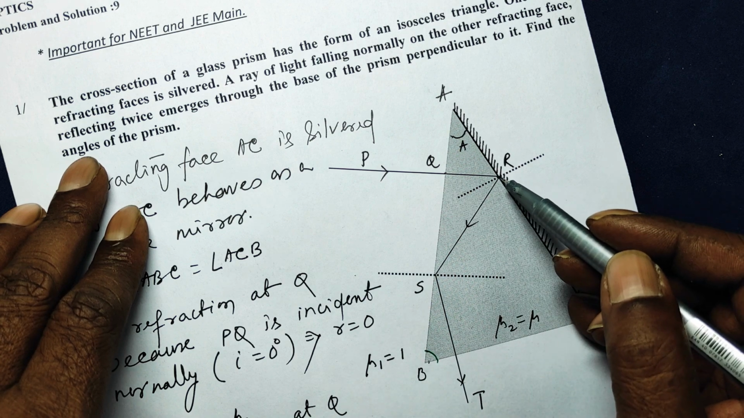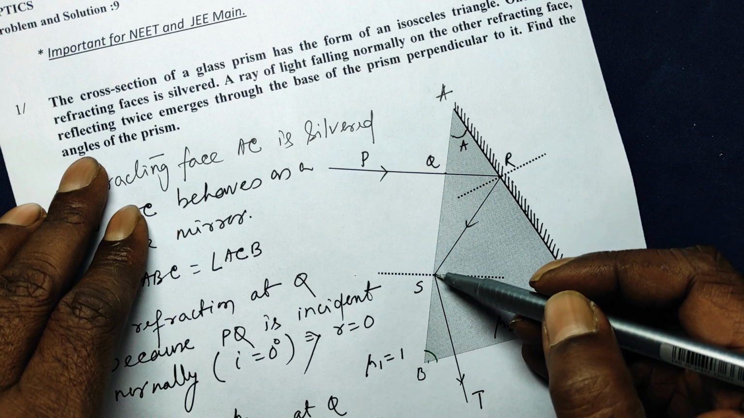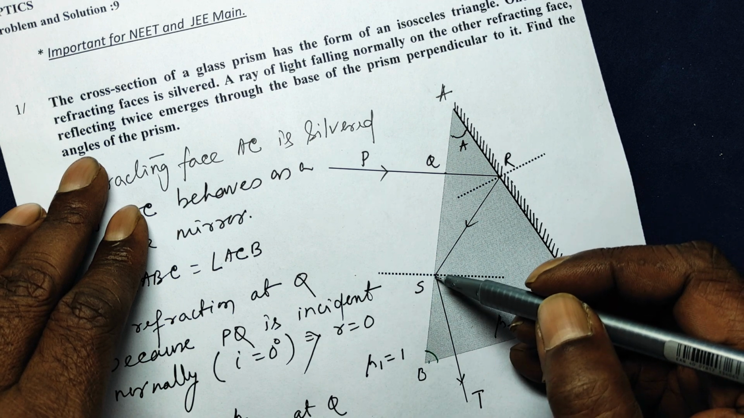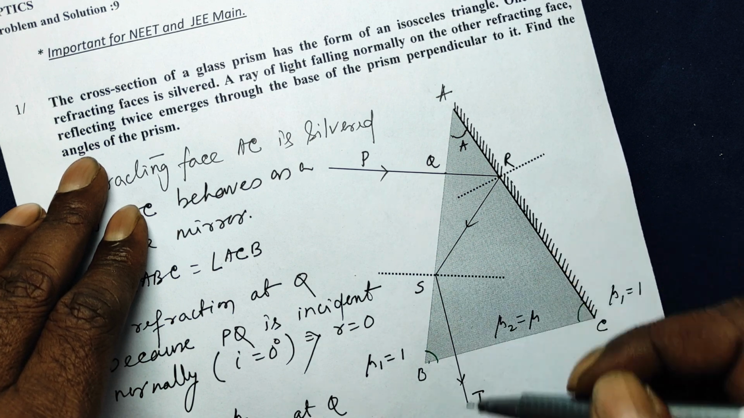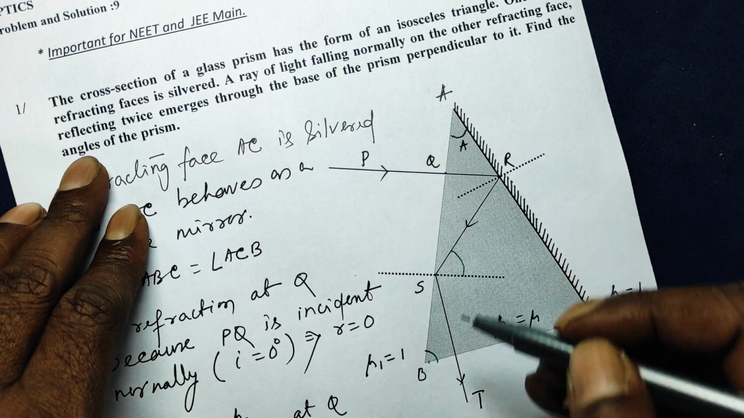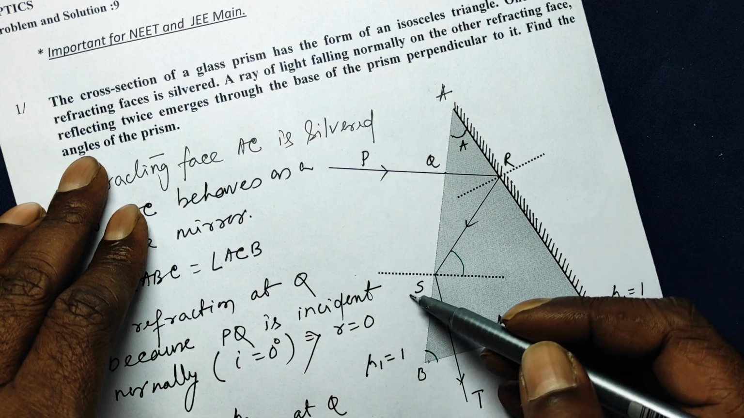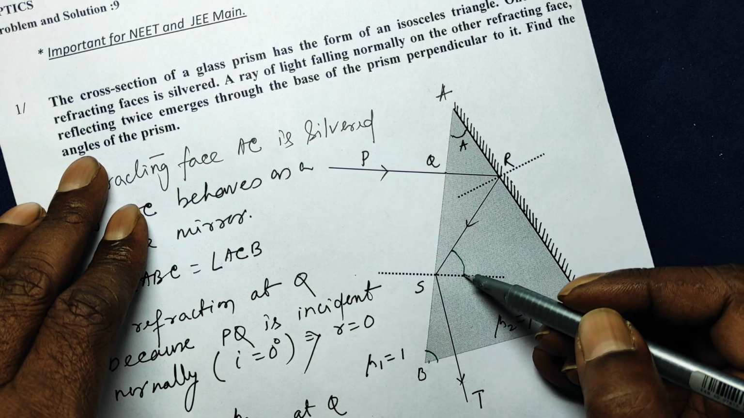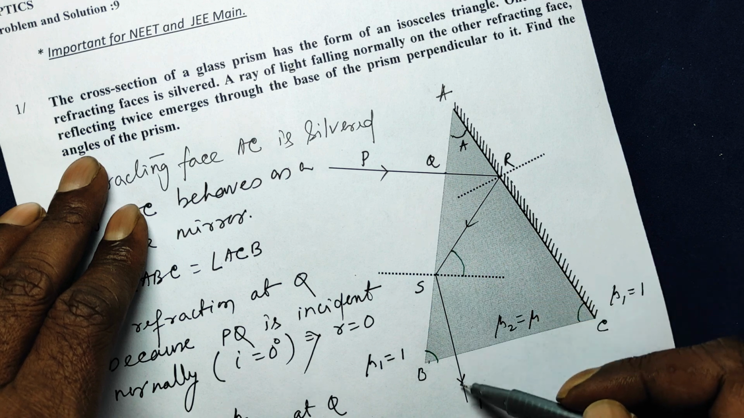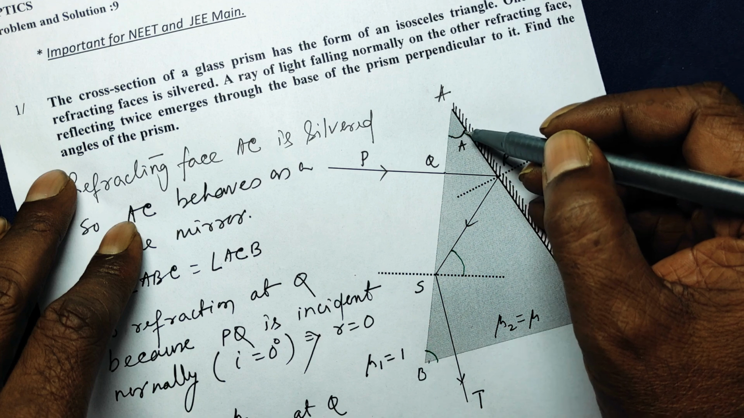It is reflected from here because this is acting as a plane mirror. Then it arrives here and it is reflected here. Why is it reflected here? This angle must be greater than the critical angle, because here it is trying to go from denser to rarer. So if this is greater than the critical angle, it will be internally reflected. Now the question is, we have to find this angle A.